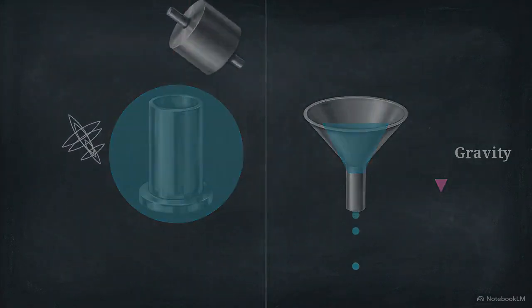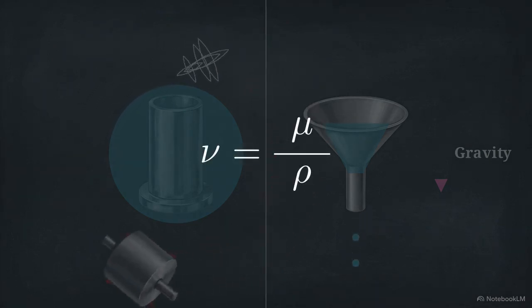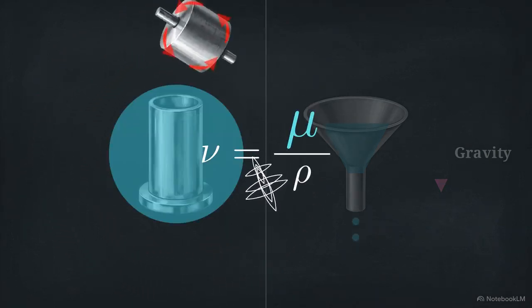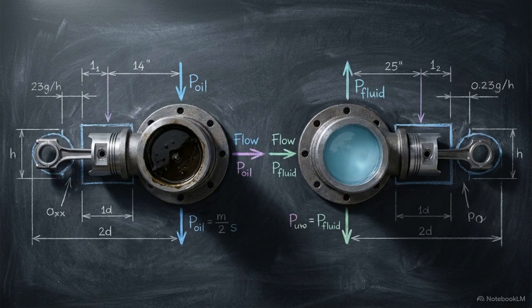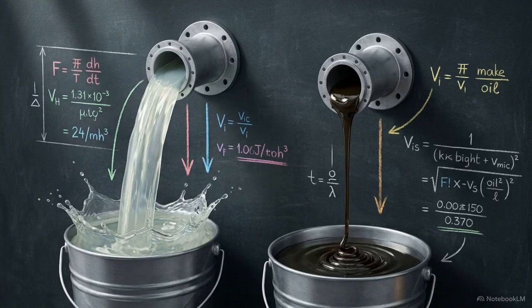Kinematic viscosity, represented by the Greek letter nu, equals the dynamic viscosity divided by the fluid's density, rho. Because density is factored in, two entirely different chemicals might require the exact same mechanical force to push through a pipeline, yet they will pour out of a bucket at completely different speeds.